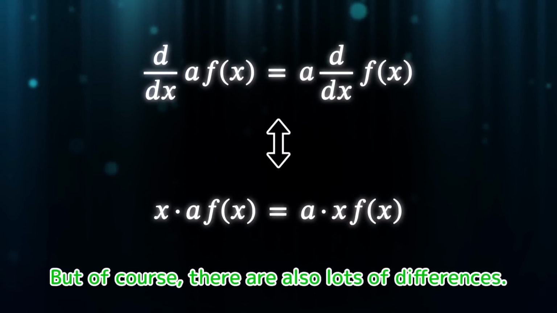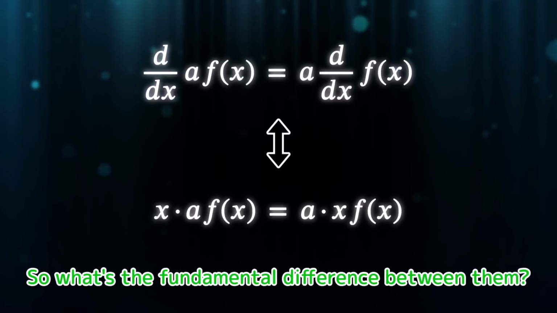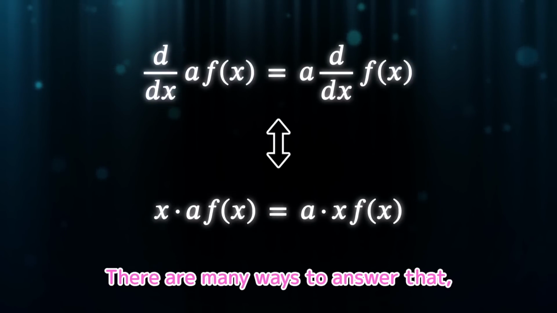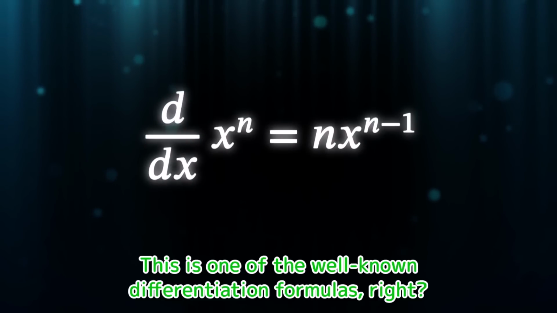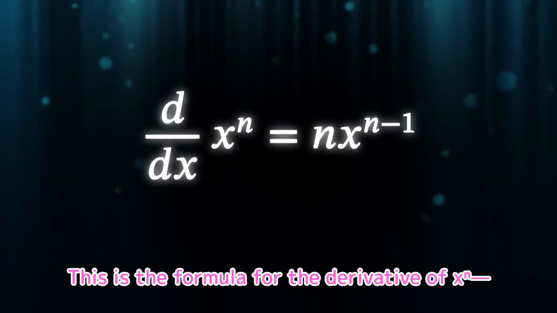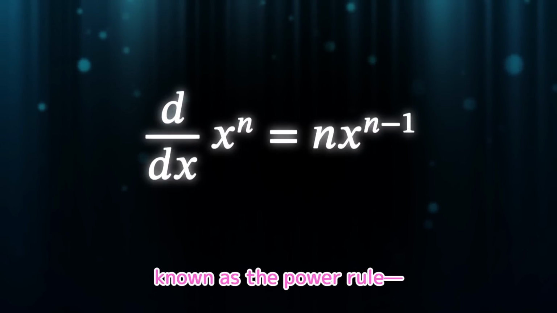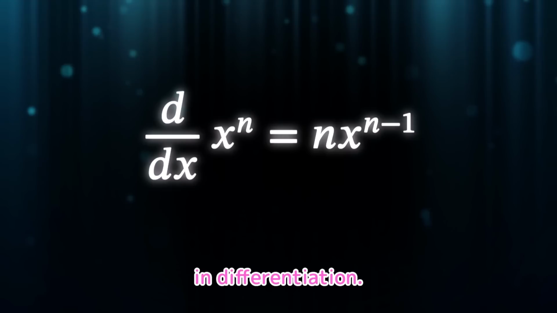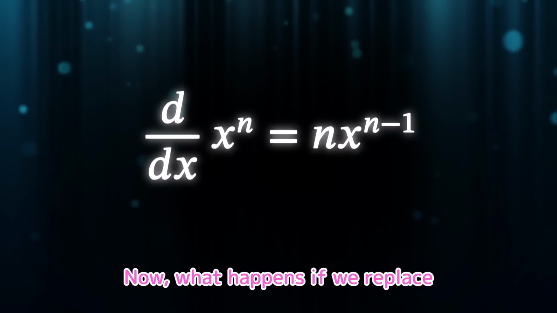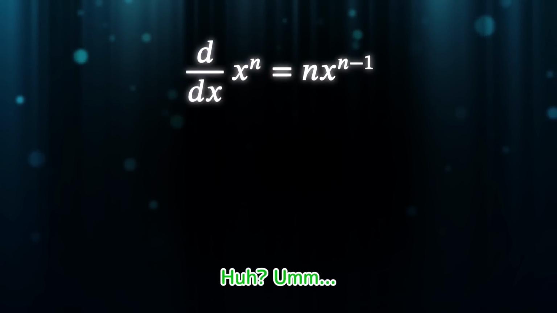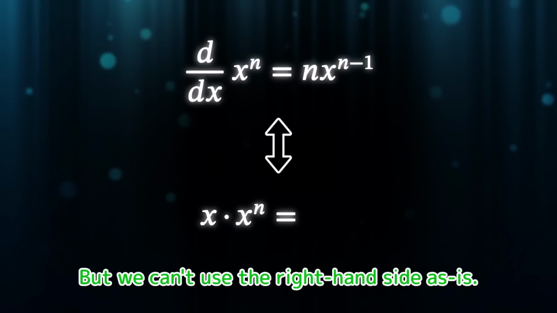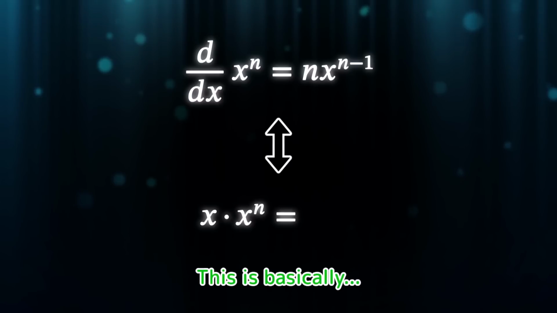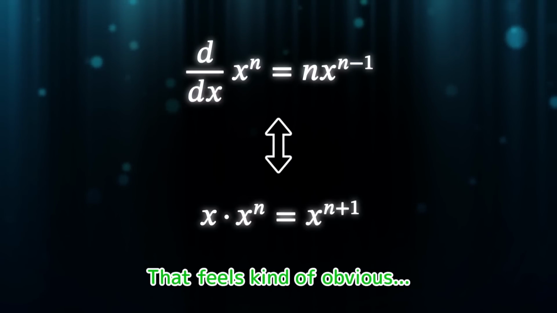But of course, there are also lots of differences. So what's the fundamental difference between them? There are many ways to answer that, but the one that's especially important this time is this. Uh-huh. This is one of the well-known differentiation formulas, right? That's right. This is the formula for the derivative of x to the n, known as the power rule, and it's one of the fundamental examples in differentiation. Now, what happens if we replace d by dx with x in this formula? Huh? Well, for the left-hand side, it would look like this. But we can't use the right-hand side as is. This is basically x to the power of n plus 1. That feels kind of obvious.